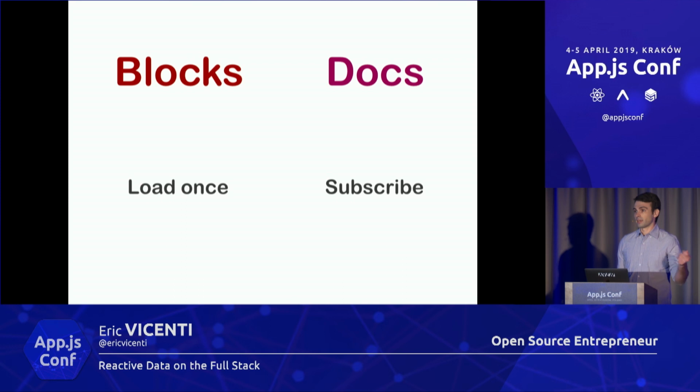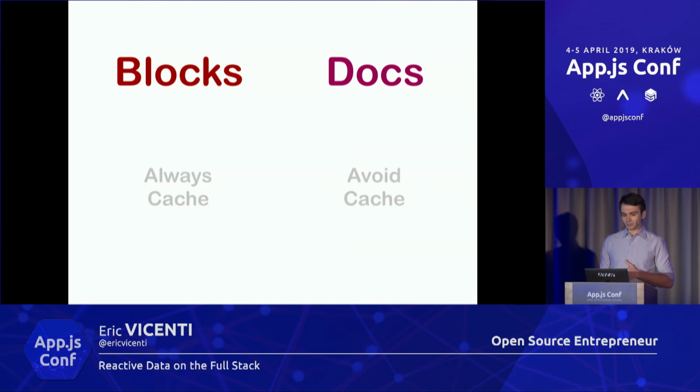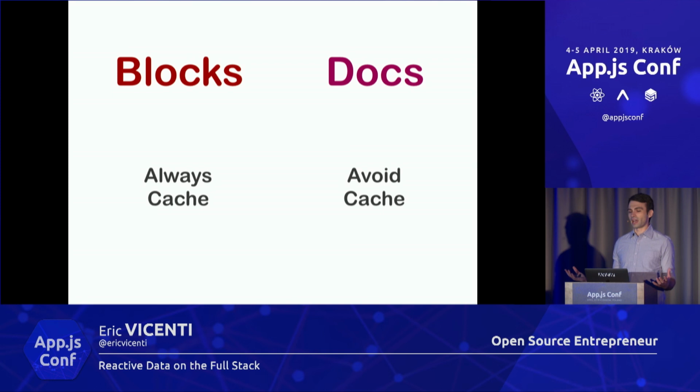You can even verify it by taking a checksum to make sure it matches the ID. Now, a doc, you're going to want to subscribe to it if you want to know what your current data is. And this is really critical for the cache. This is a huge problem in computer science, right? Cache invalidation. So blocks, you can always cache, and you should never cache a doc if you can help it.